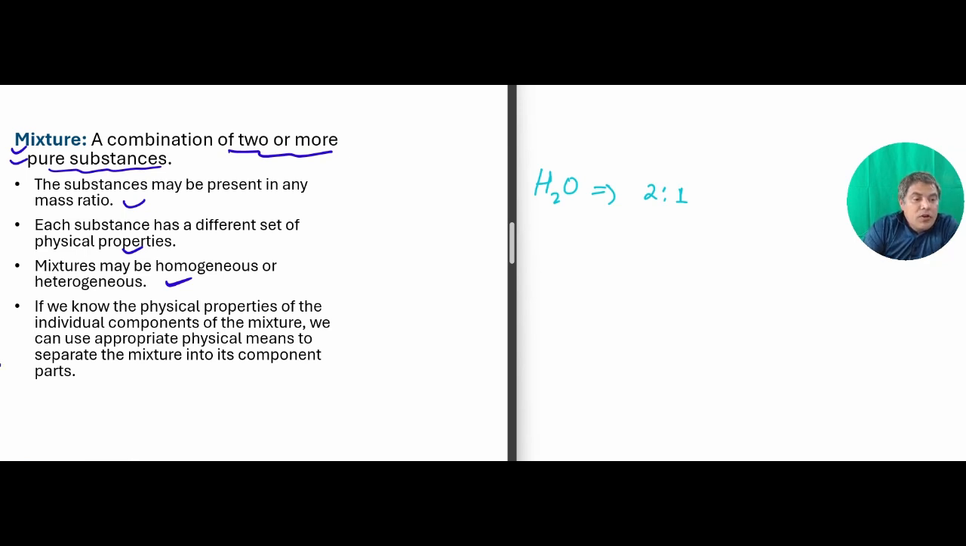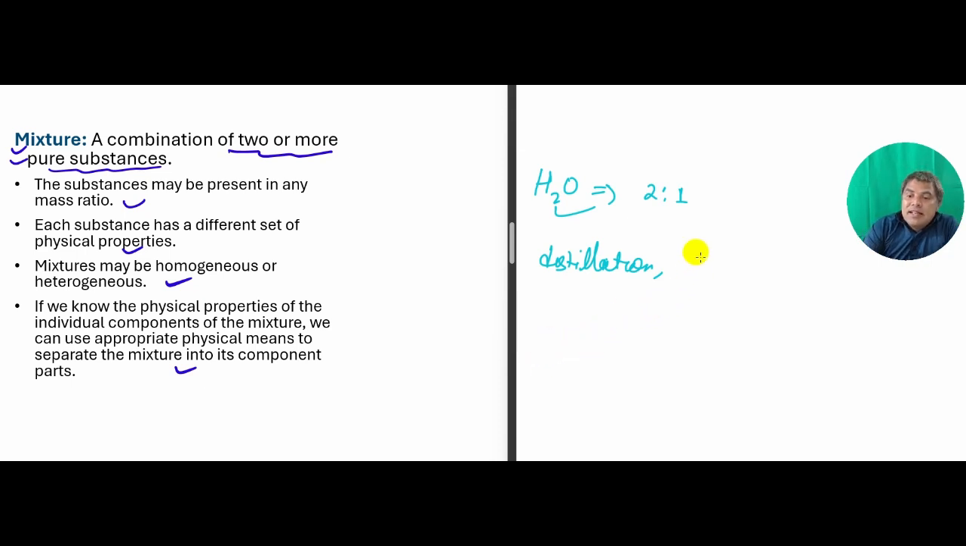If we know the physical properties of the individual components of the mixture, we can use appropriate physical means to separate the mixture. However, we can separate a compound also using energy, but for the mixture we can use a different idea to separate it. For example, distillation. There are many types of distillation.